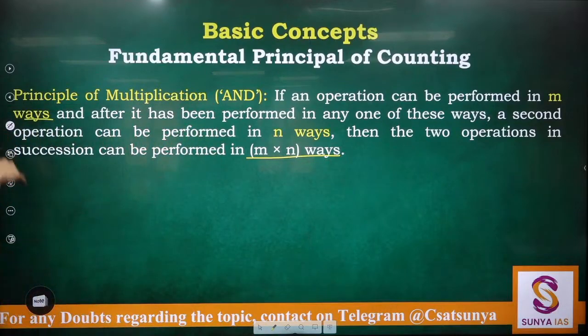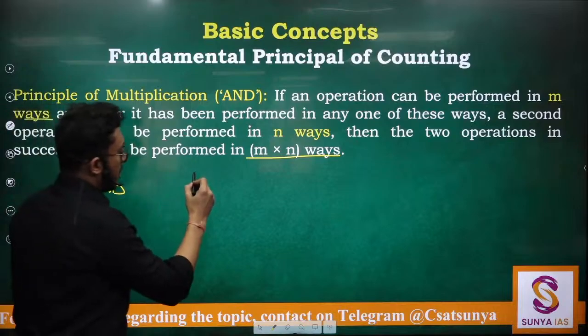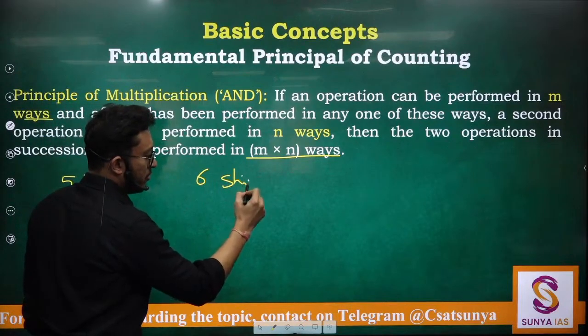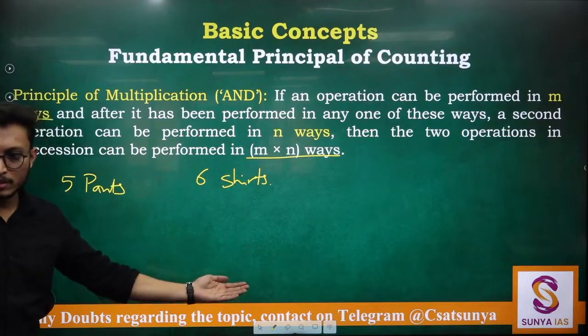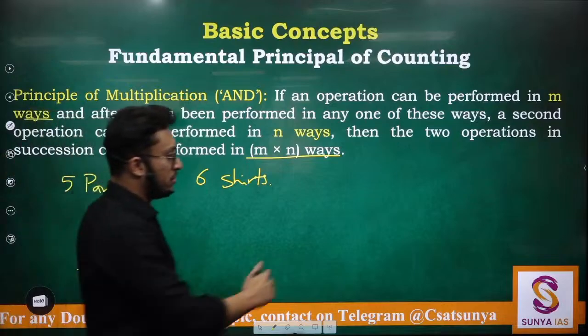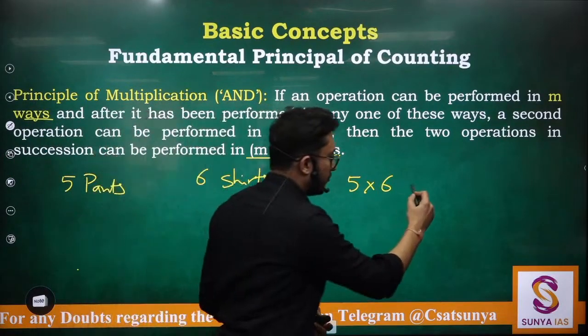Understand now. Again go back to dressing. Let's say I have 5 differently colored pants, and I have 6 shirts. Now tell me how many combinations. If I need to dress up, I'll have to select a pant. I can select any of these 5, and I'll have to select a shirt. I can select any of these 6. So in total 5 cross 6, that is 30.